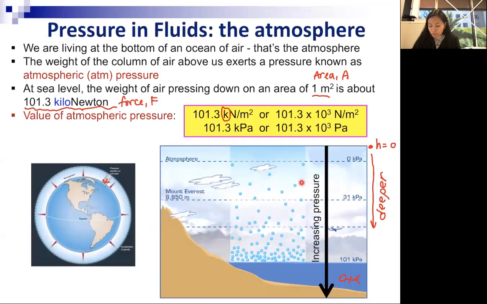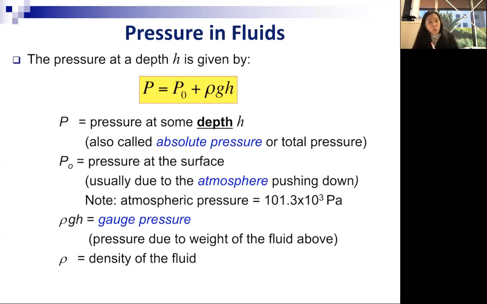That will be the pressure provided by the atmospheric pressure, plus whatever pressure is provided by the water at a certain depth as you go deeper down the ocean. If we put that in an equation, the pressure at the depth will be equal to the atmospheric pressure plus the pressure provided by the water above you when you're at a certain depth h.